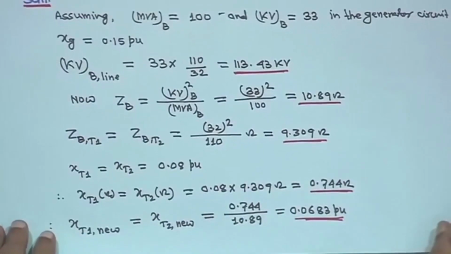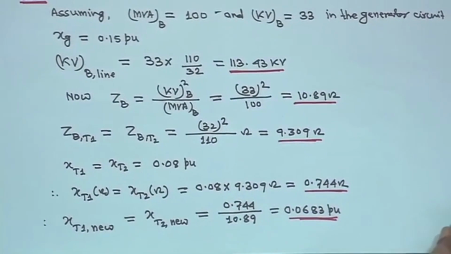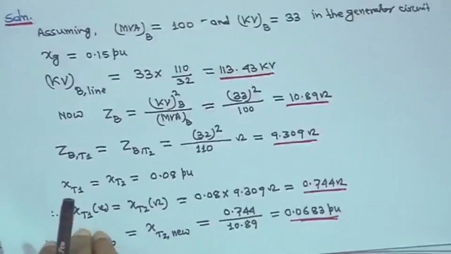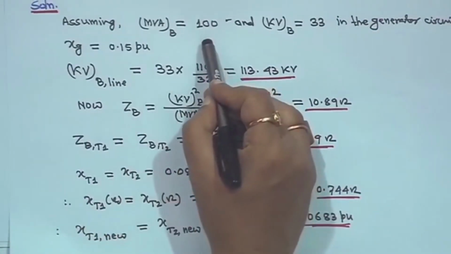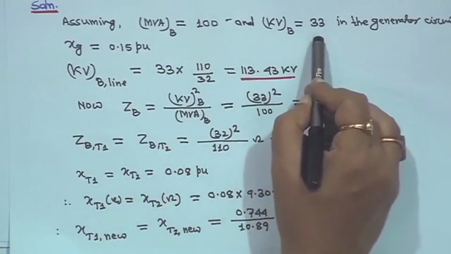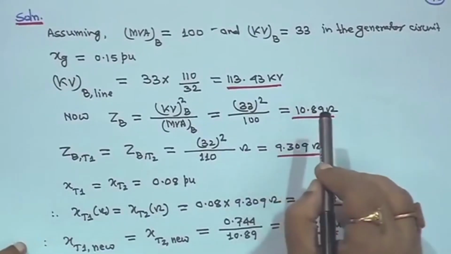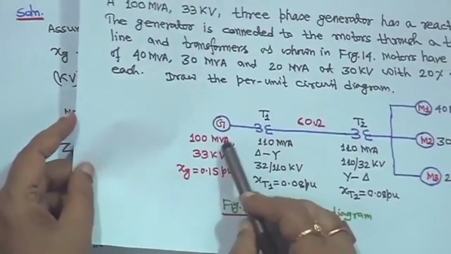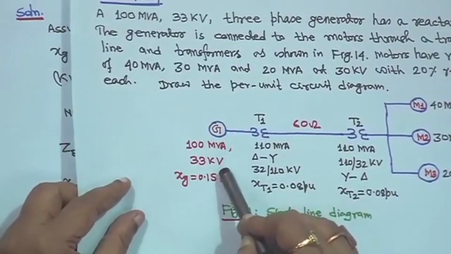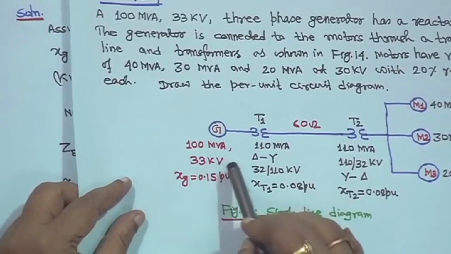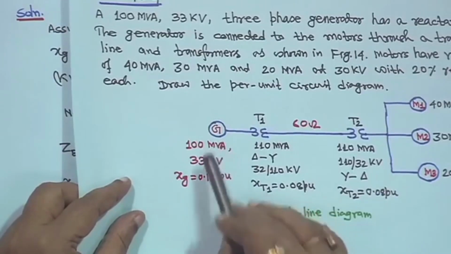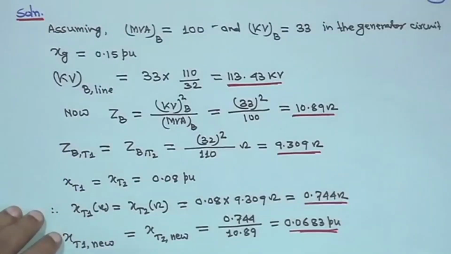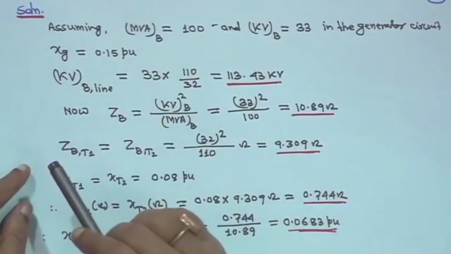Now, nothing has been mentioned about the base, so you have to assume that the MVA base is 100, and the kV base you assume 33 in the generator circuit. The generator rating is given as 100 MVA, 33 kV, so this 33 kV base voltage and 100 MVA we are choosing as a base such that Xg will never change. Therefore, Xg will remain as it is, 0.15 per unit.